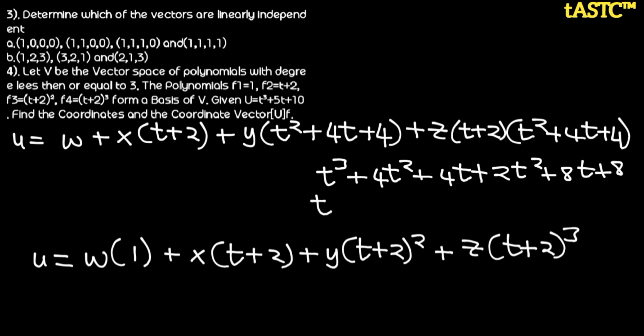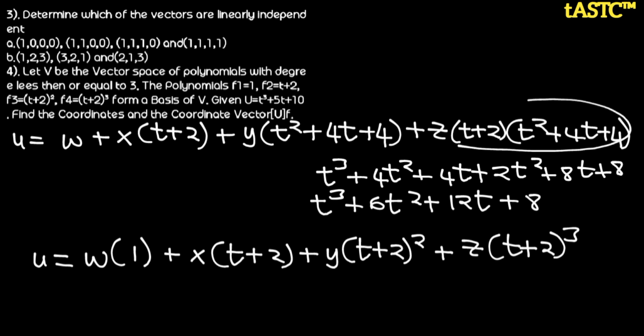Now we have T to the third left there. And here we have 4T squared plus 2T squared. That should give us a 6T squared. And here you have a 4T plus an 8T. That is going to give you a 12T. And lastly, we're going to have an 8. So that is actually the expansion of this stuff.